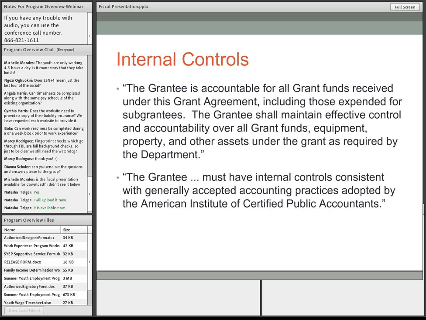And more importantly, you as the grantee, even though they might be a subgrantee, you are accountable for all the grant funds that are received under this grant agreement, including those that are expended by your subgrantees. So that's why you must be very careful about who you subgrant to, and you must monitor them continuously. You have to maintain effective control and accountability of all of these funds, assets, and property from this grant that you get. You also must have internal controls that are consistent with GAAP, which is generally accepted accounting principles.